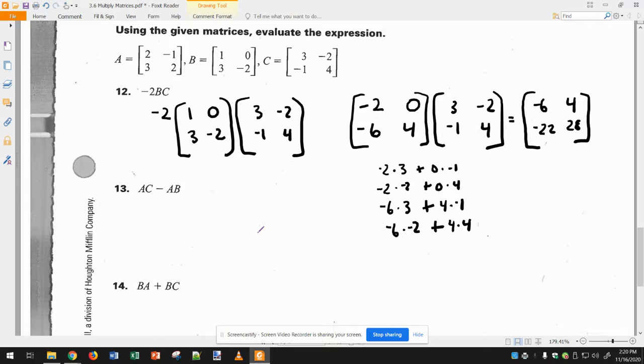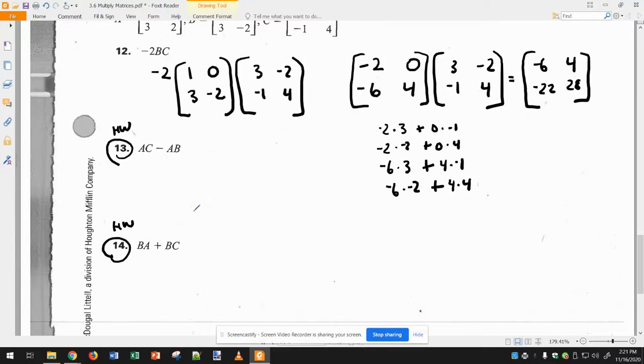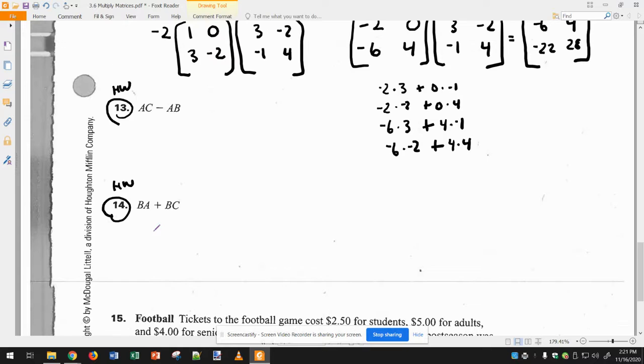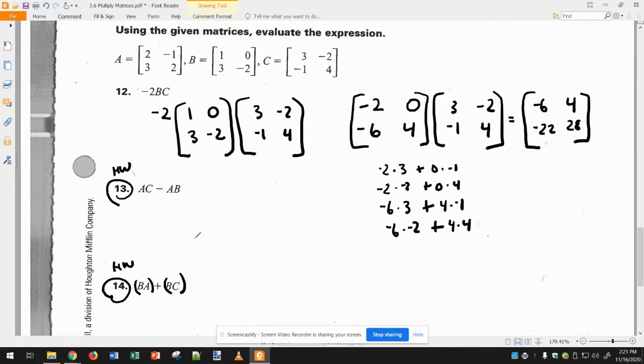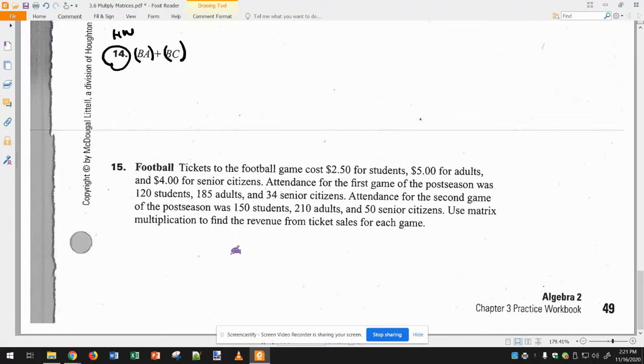Okay, now I want you to do 13 and 14 for homework. Those are subtraction and addition. But this means first you have to do AC, which means you have to multiply AC first. And then you have to multiply A times B, and then find the difference. Okay, and same with this one. You have to do BA first, the product, because order of operations, it's like there's secret parentheses here. Find the product first of both of these individual, and then the addition comes last. Okay, and then we can skip this one.